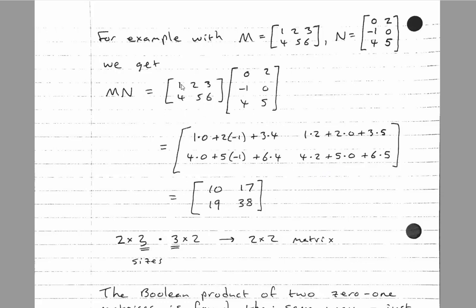And for this to make sense, we need the number of columns in the first matrix to match the number of rows in the second matrix. So those numbers were 3. So you can multiply 2 matrices if these two numbers match. And then the answer is going to be a 2 by 2 matrix.